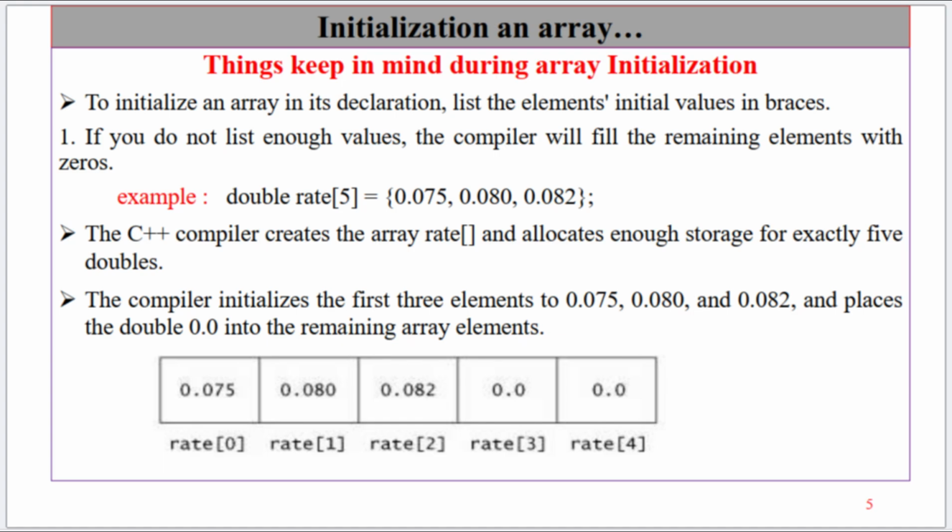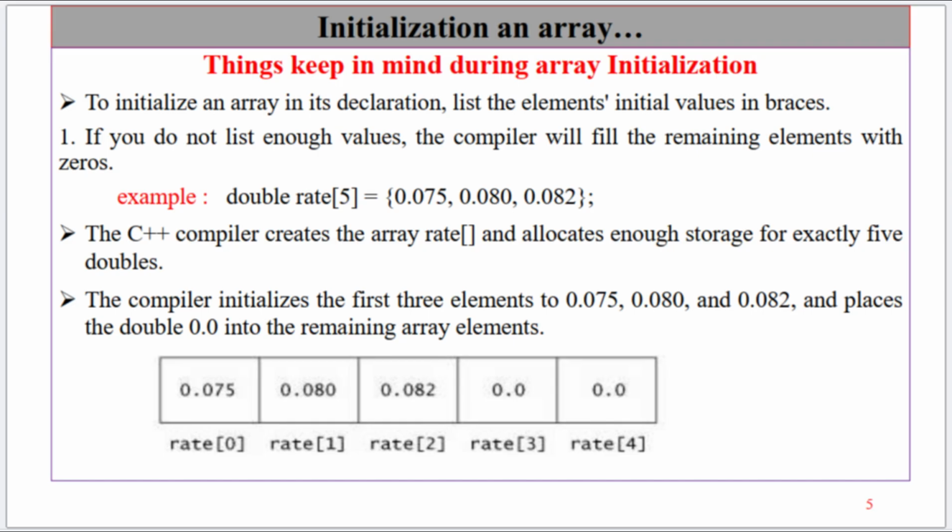4. Initialization of an array: things to keep in mind during array initialization. To initialize an array in its declaration, list the elements' initial values and proceed. 1. If you list fewer values, the compiler will fill the remaining elements with zeros. Example: double rate[5] = {0.075, 0.080, 0.082}. The C++ compiler creates the array rate and allocates enough storage for exactly 5 doubles.